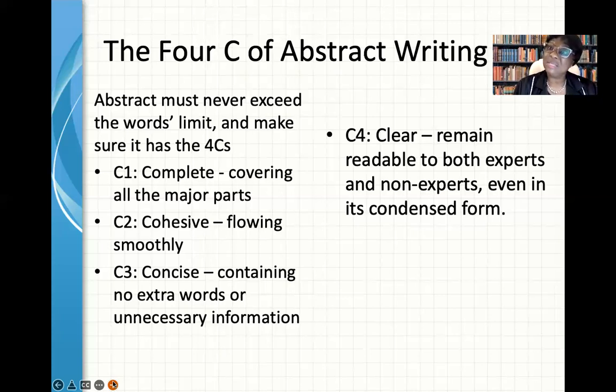Your abstract, C2, must be cohesive, flowing smoothly, auto flow. The third C, concise. It must not contain extra words or unnecessary information. You don't need to repeat yourself, no repetitions.